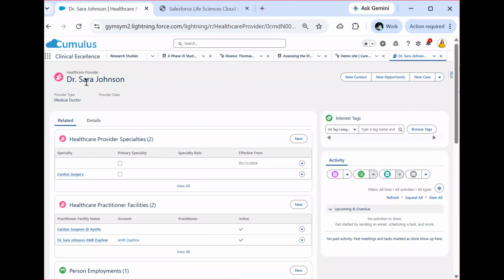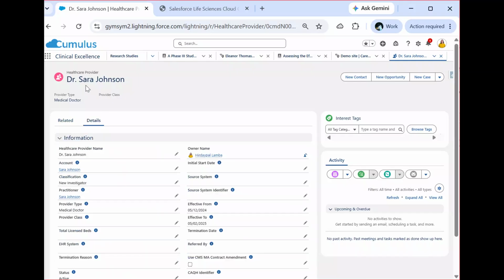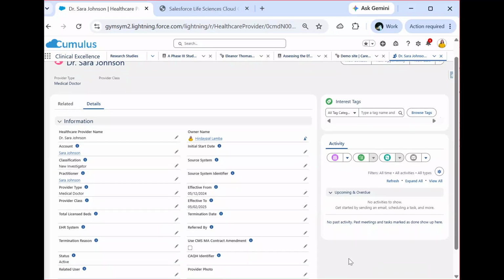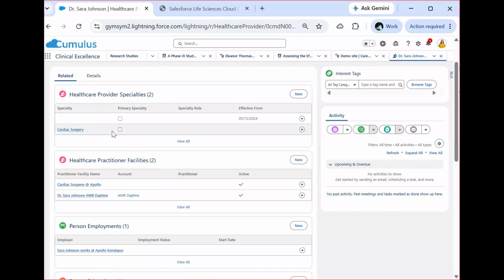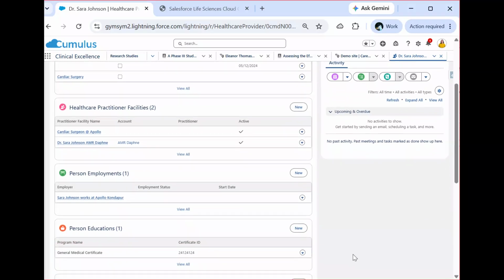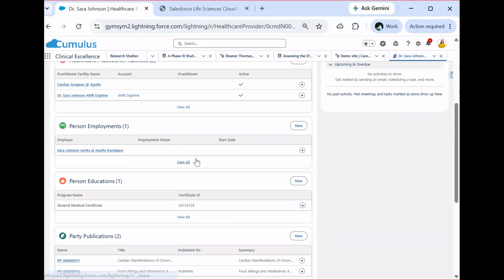We have got a healthcare provider by the name of Dr. Sarah. Sarah over here is a healthcare provider. It has got its own account. Then it has also got a practitioner record. It has got effective dates also, from which date to which date. And in the related list, it tells me the specialty of this healthcare provider. Then it also tells me the facilities where the healthcare provider is providing services.